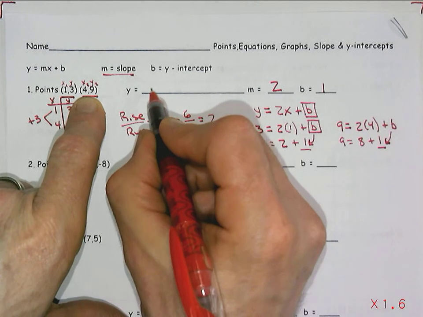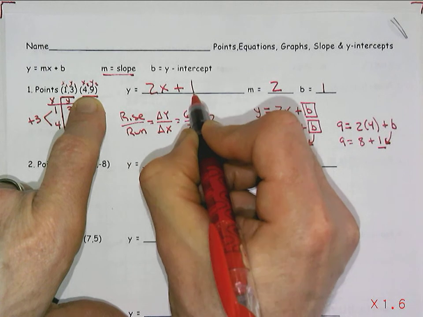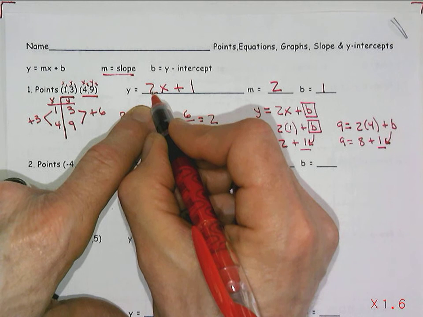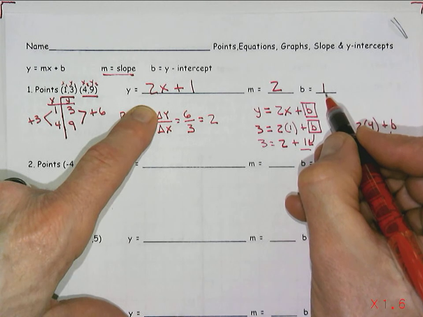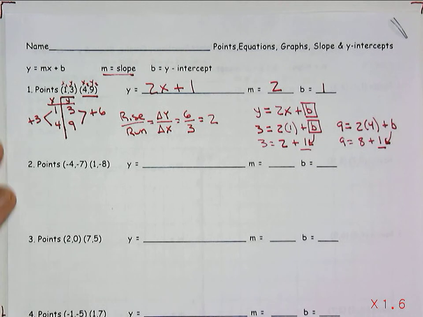So that means our equation is y equals 2x plus 1. Slope is 2, it's our m, and the y-intercept is 1. And we just plug those into the equation. And that works every single time if we can do that.